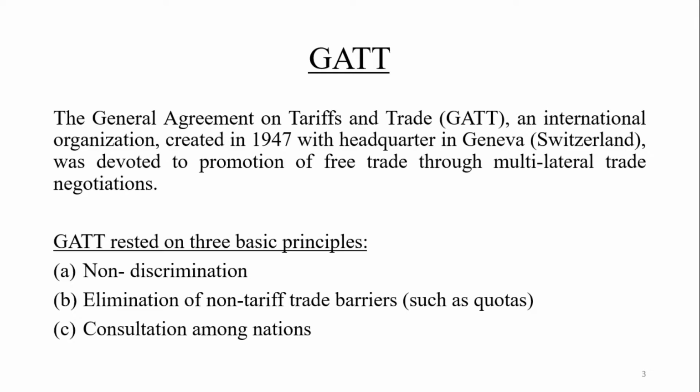Second, elimination of non-tariff trade barriers, such as quotas, except for agricultural products and for nations in balance of payment difficulties. GATT also made each member agree not to resort to unilateral tariff hikes to prevent an outbreak of tariff wars that only shrink mutual gains from trade. Third, consultation among nations in solving trade disputes within the GATT framework.